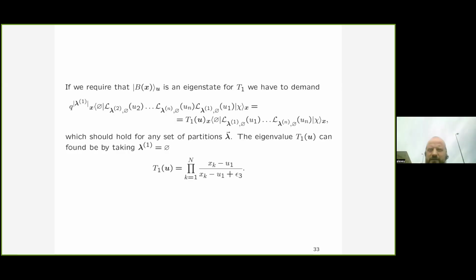So what I have to do? Let's see. I have to find x's such that this relation holds. First of all, I equate. I can compute the eigenvalue. I take lambda 1 to be empty, because if it's empty, it makes just nothing. So the action of L on nothing, nothing is just my operator which acts on the left side and on the right hand side. Equating this, I can. So T1 I know.